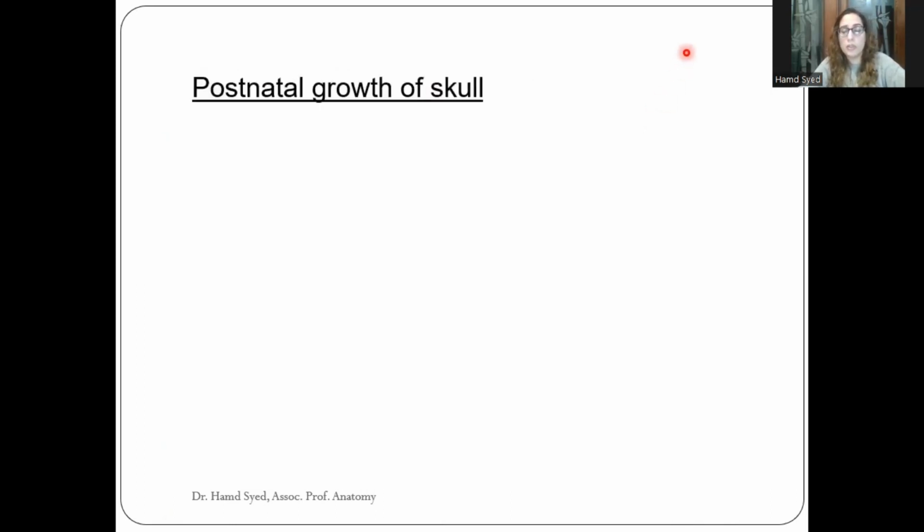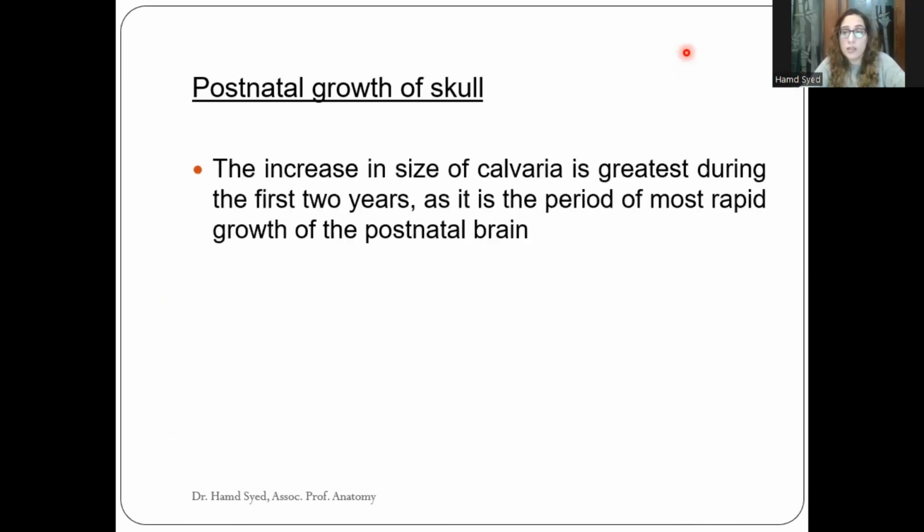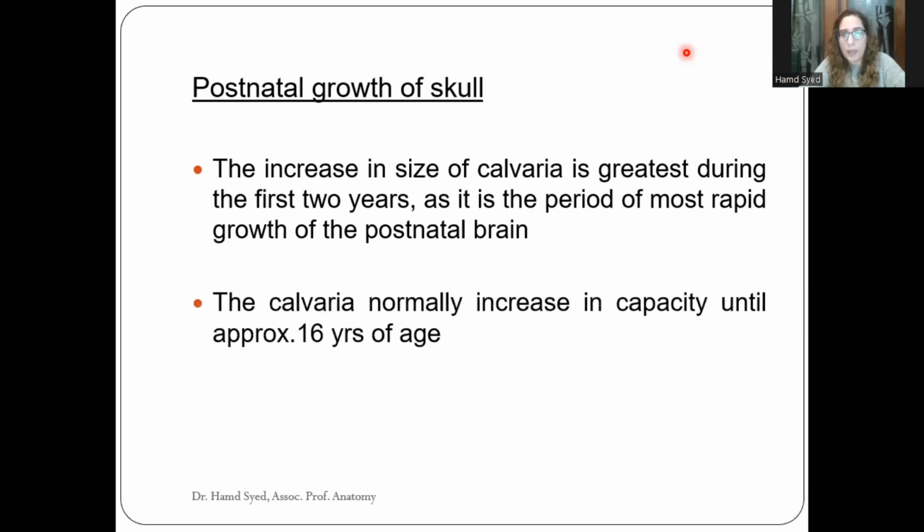Now, what happens to the skull? What changes take place after birth? Well, the increase in size of the skull cap or calvaria is greatest during the first 2 years, because this is the time when there is going to be most rapid growth of the postnatal brain. And the calvaria normally increase in capacity until about 16 years of age.